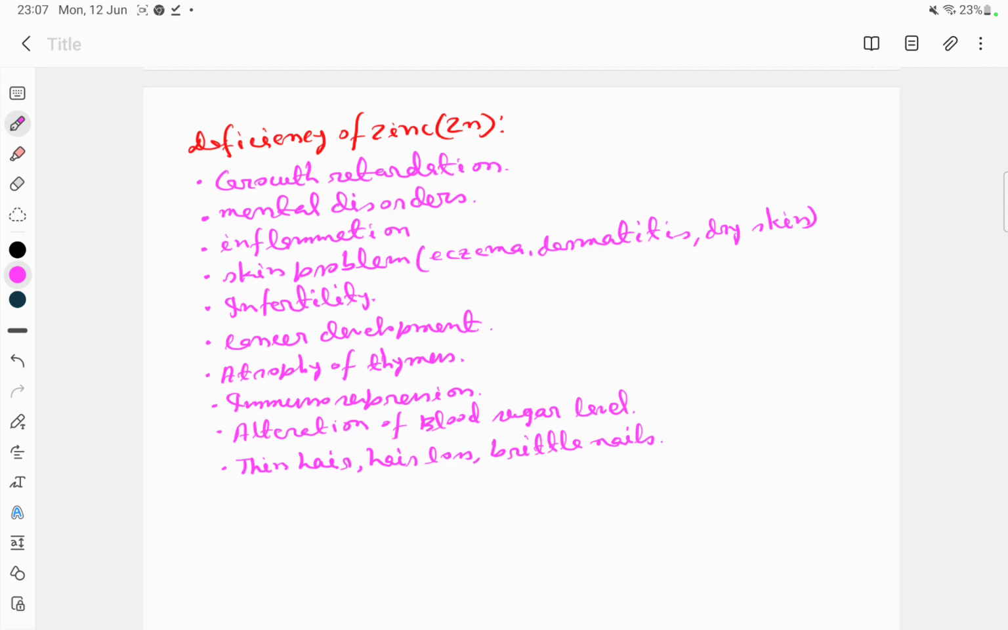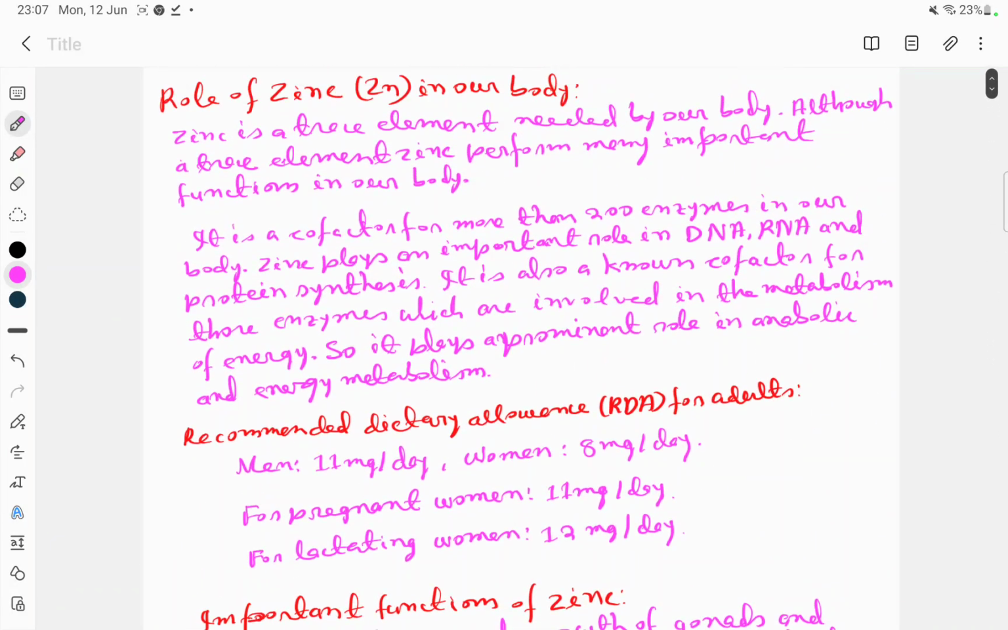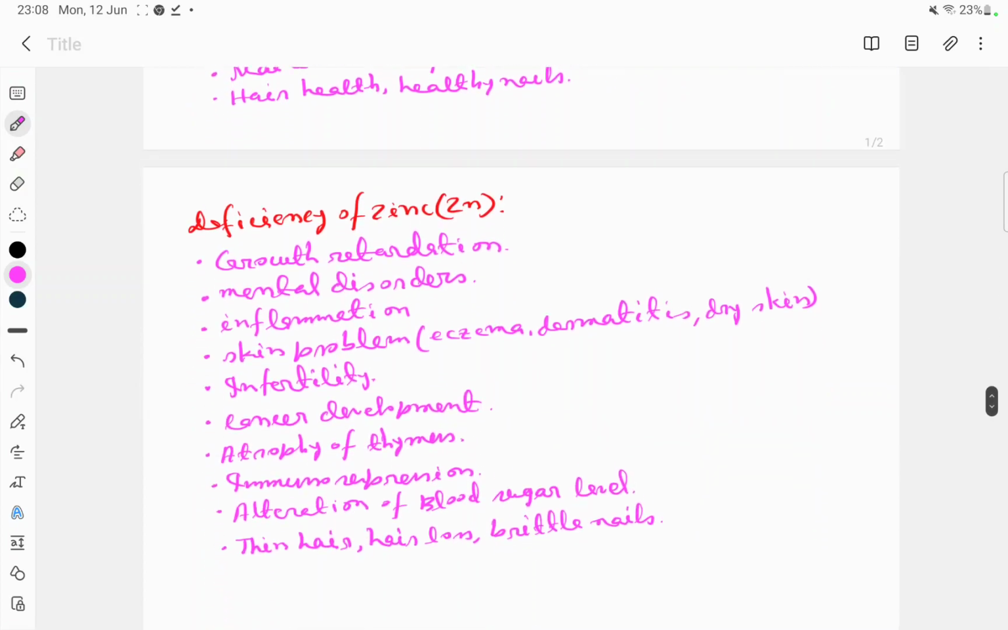So these are all about the micro element zinc and its functions in our body, along with its deficiencies.